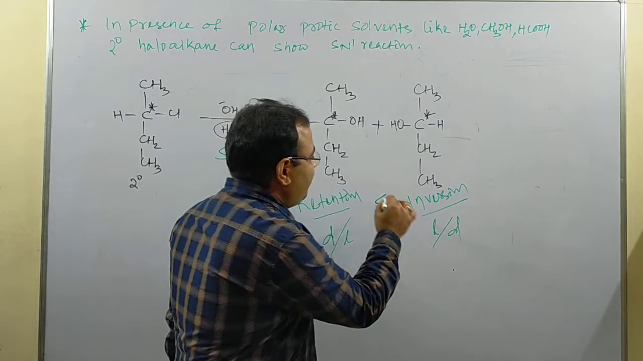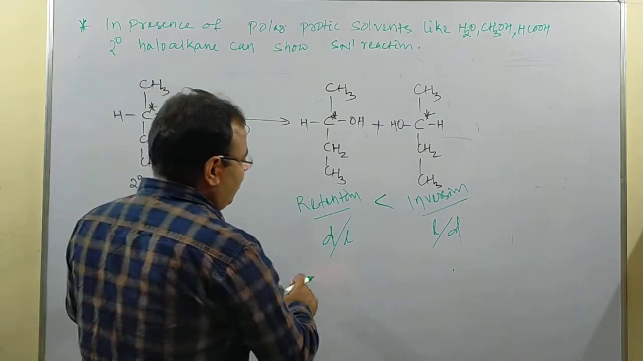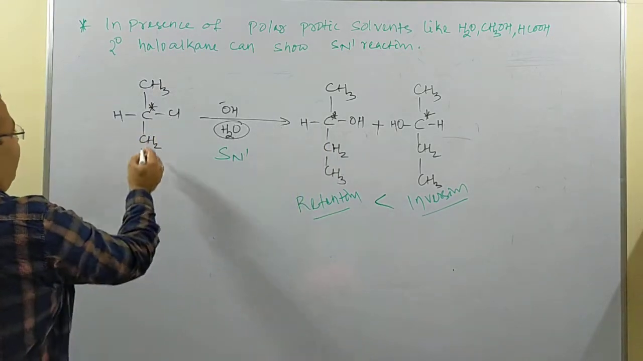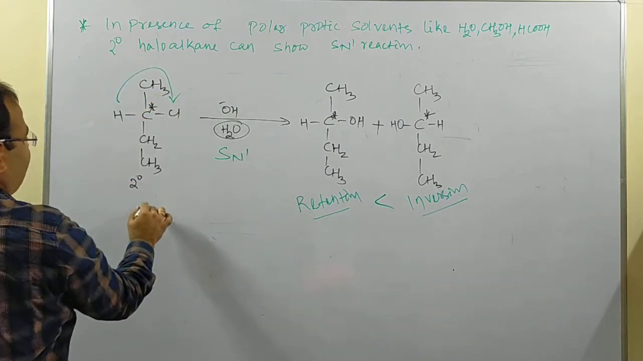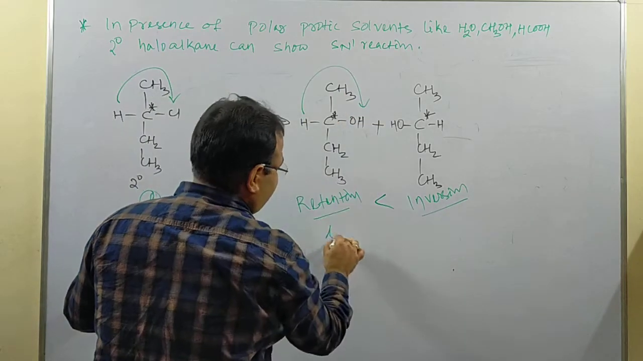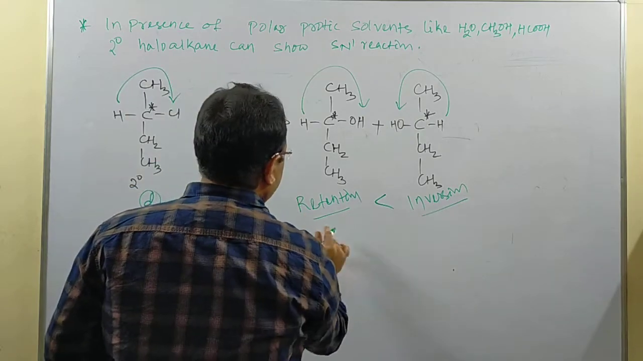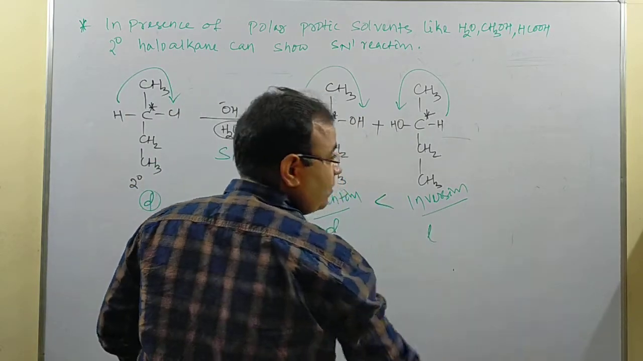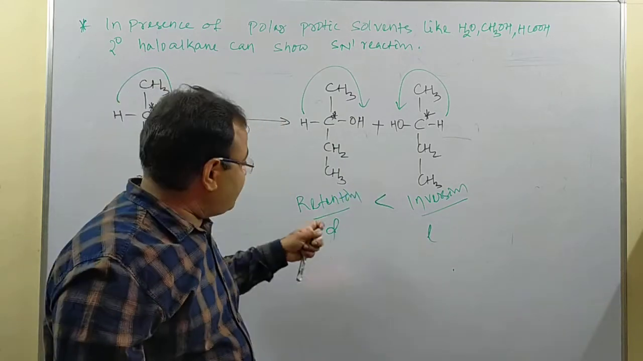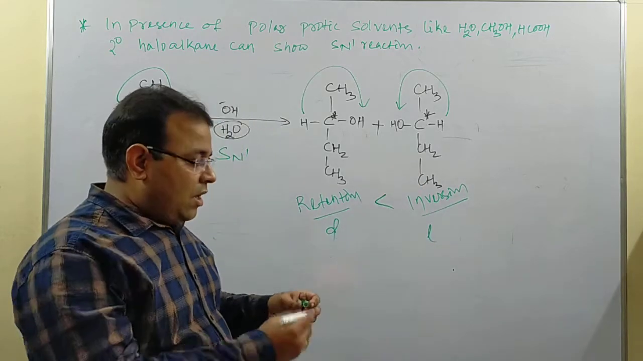Now what I have said: always inversion is greater than retention. That's why, what will happen? Let me say here, this is the D form. So this will be the L form. This will also be the D form because of clockwise rotation. So this will be the L form. So these are not equal in proportion, because one is retention, one is inversion. So here the levorotatory form is more than the dextrorotatory form.